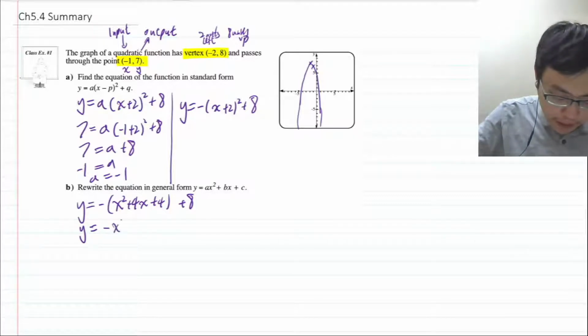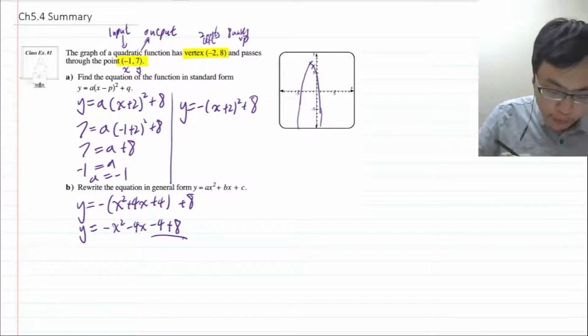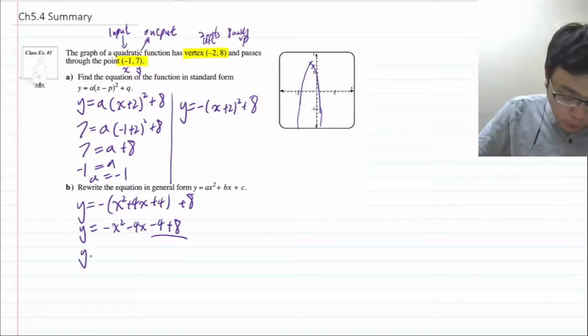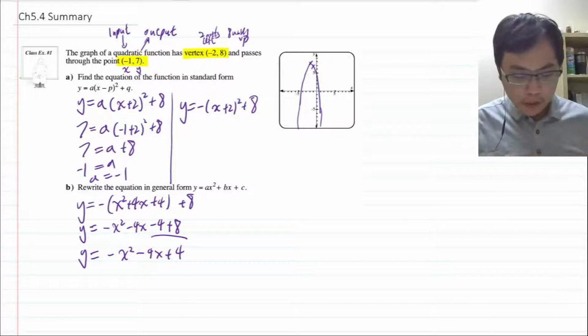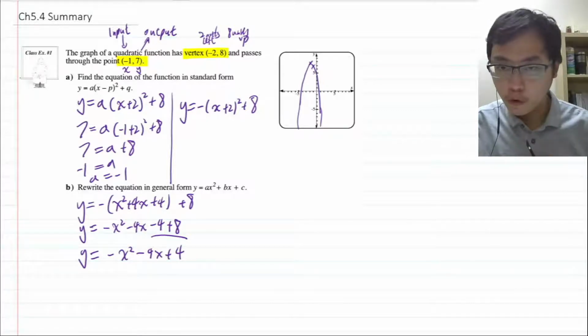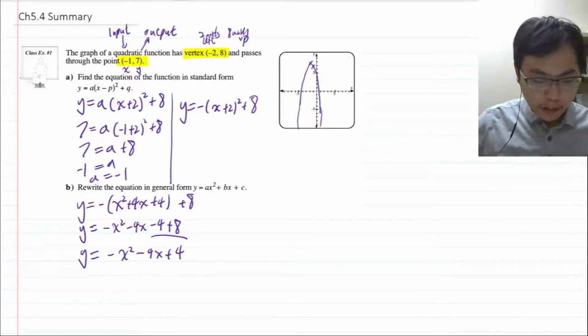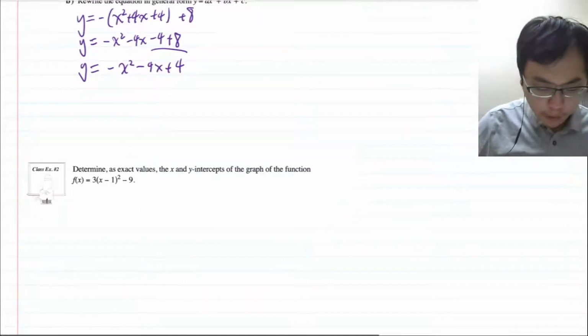So it's negative x squared minus 4x minus 4 plus 8, and now we can combine the minus 4 and 8 so that y is equal to negative x squared minus 4x plus 4. Okay, so this is now the general form. Let's have a look at another question, example 2.